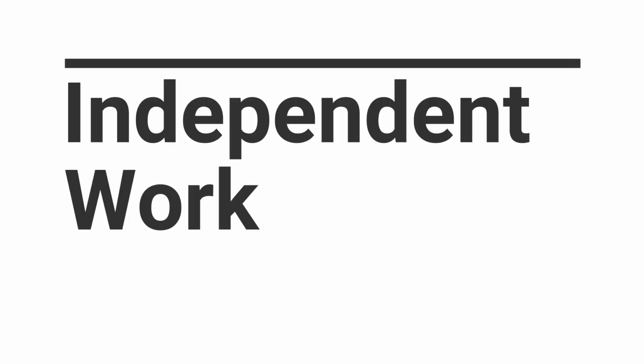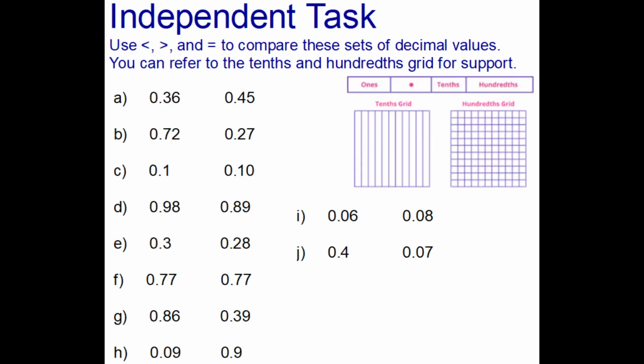Now it's time for some independent work. Before you start it, please head up your book with the date, the topic, and the learning intention. For your independent work, you are going to use the less than, greater than, and equal to symbols to compare these sets of decimal values. You can refer to the tenths and hundredths grid on the right-hand side of your screen for support. They can help you to visualize what each decimal will look like. Or you could also, like I did on previous slides, draw it out using the tenths rods and the hundredths little squares. That will help you to compare.